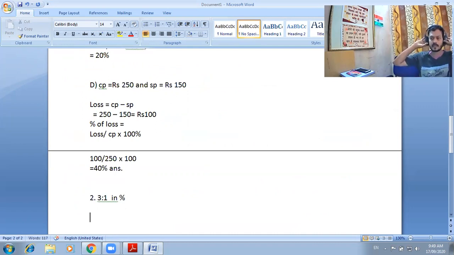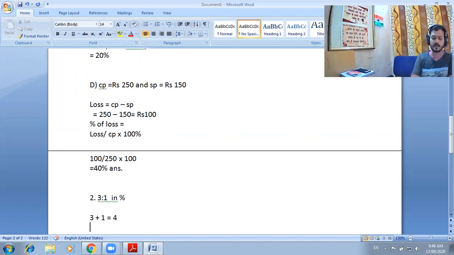Add the given ratio. So 3 plus 1 equal to 4. Why are we adding 3 plus 1? Because firstly we calculate the total value, or the actual amount. So we can see that 4 is the total value, and we can compare 4 into 3 and into 1.